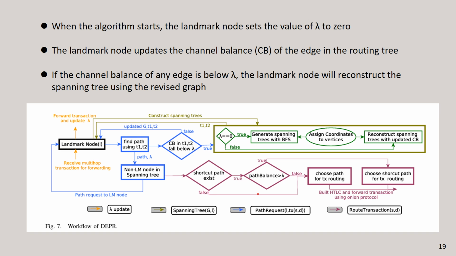Upon receiving the path and lambda from the landmark node, non-landmark nodes check whether the target can be reached via a shortcut. Only when the path balance exceeds lambda will the transaction follow the shortcut route. Otherwise, it will follow the path provided by the landmark node. Transaction process: once the path is chosen, the non-landmark node initiates the transaction process.